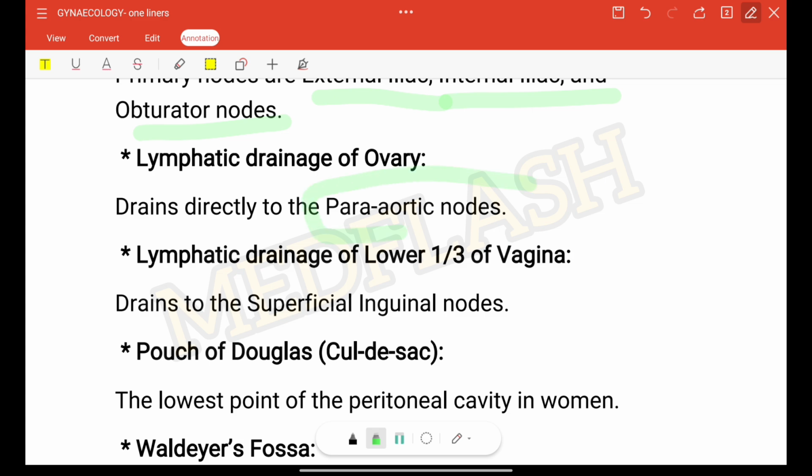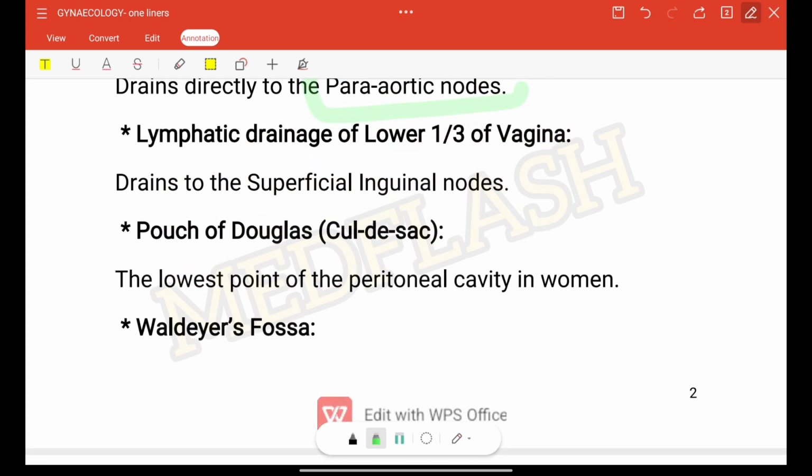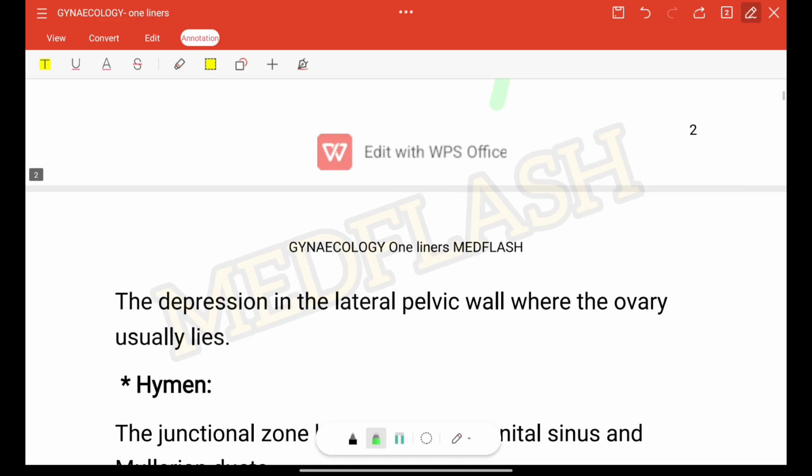Lymphatic drainage of lower one-third of vagina drains to the superficial inguinal nodes. Pouch of Douglas, the lowest point of the peritoneal cavity in women. Waldeyer's fossa, the depression in the lateral pelvic wall where the ovary usually lies. So, ovary is present in the Waldeyer's fossa.